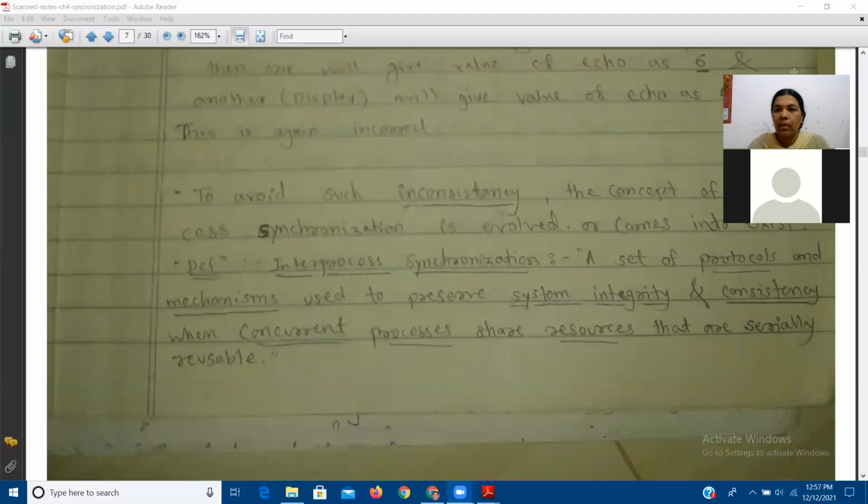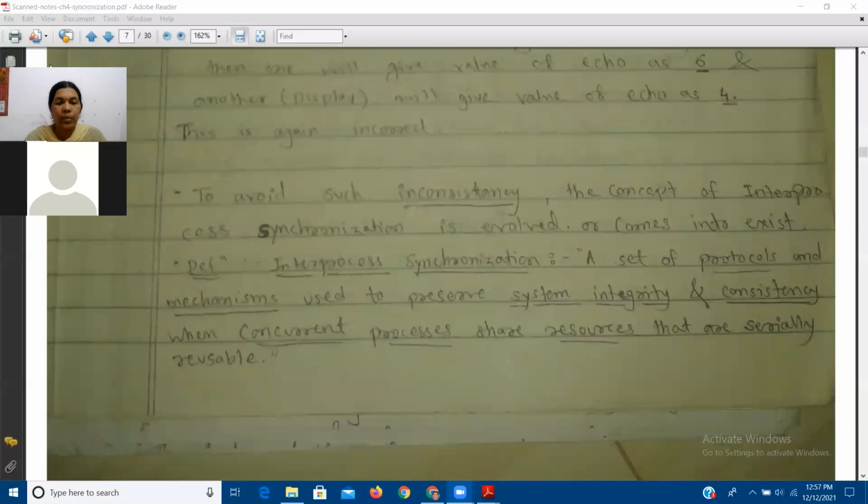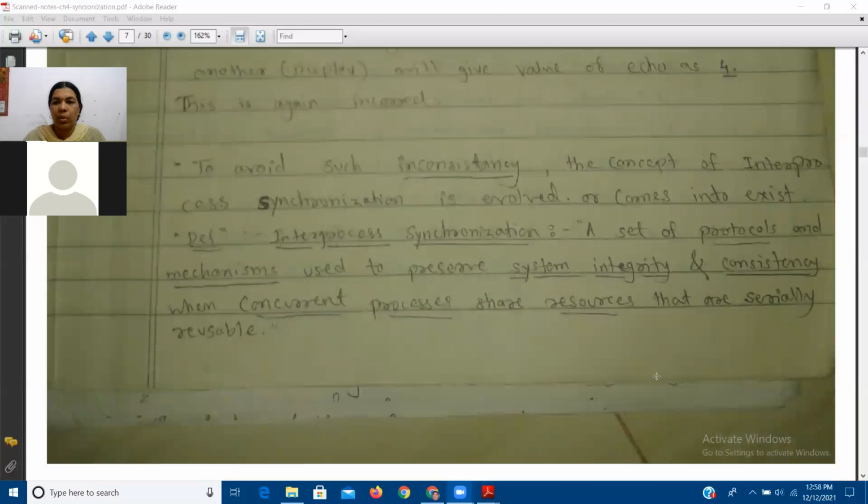So yesterday we discussed inter-process synchronization, and I think at last you have noted it down. The definition of inter-process synchronization: a set of protocols and mechanisms used to preserve system integrity and consistency when concurrent processes share resources that are serially reusable.